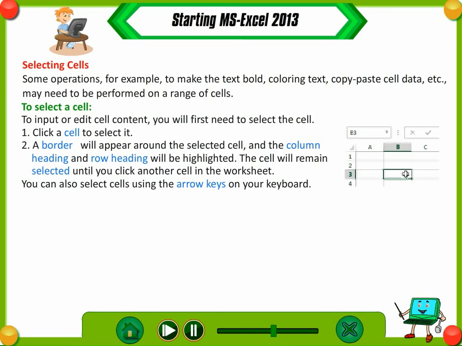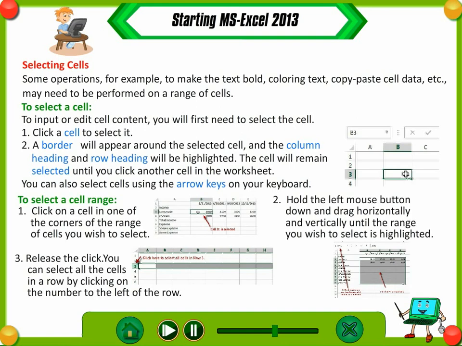The cell will remain selected until you click another cell in the worksheet. You can also select using the arrow keys on your keyboard. To select cell range, click on a cell in one of the corners of the range of cells you wish to select. Hold the left mouse button down and drag horizontally and vertically until the range you wish to select is highlighted. Release the click.